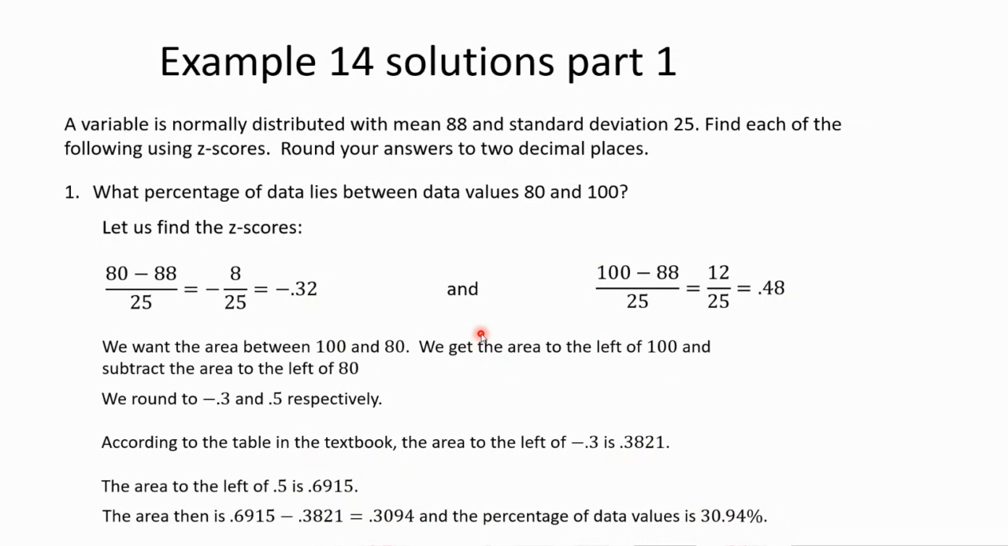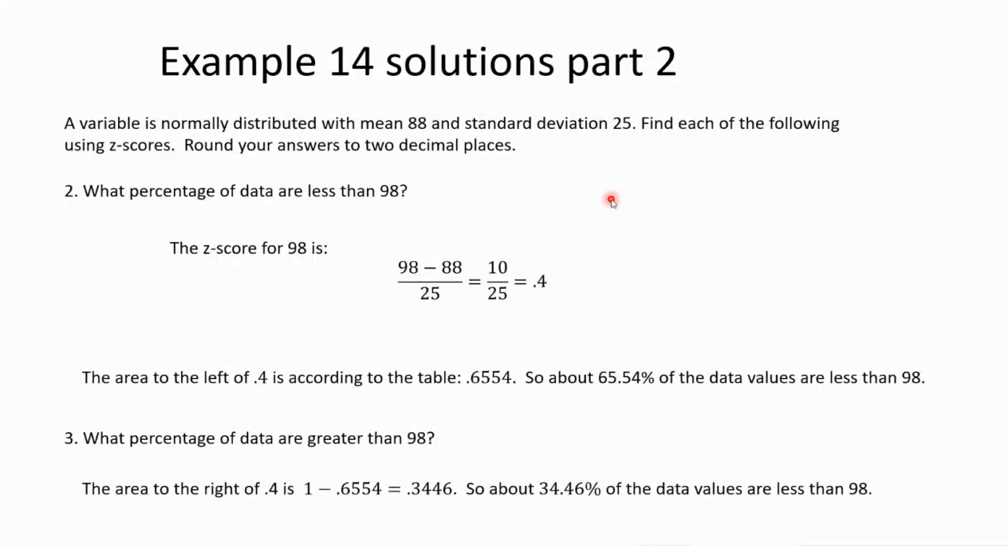Okay, so let's keep going. Here's part two. Now we want the percentage of data less than 98. And again, you could use Desmos to check, but I tell you in the instructions to use z-scores. So what do we do? You subtract the mean, you divide by the standard deviation. Doing so, you'll get the z-score, which in this case turns out to be 10 over 25, which is 0.4.